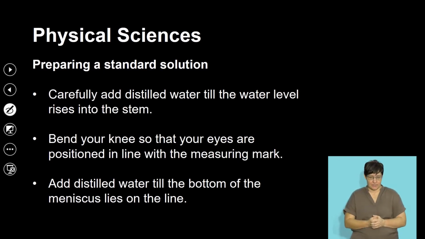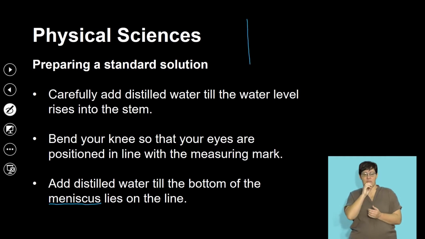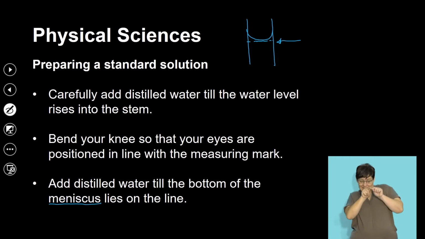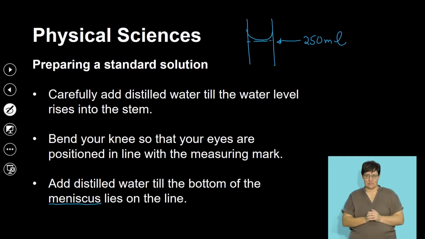Okay, then we carefully add the distilled water till the water level rises up the stem, as you'd have seen in how the flask looks. And then when you take measurements, make sure that you take it at the meniscus. So the meniscus is actually the curved part of the liquid on the stem, on the surface. It will be like this. So the meniscus is that curved part. So this is actually the reading that we take. It could be 250 mL as it was in that example. So this has to do with the accuracy of taking readings, right?